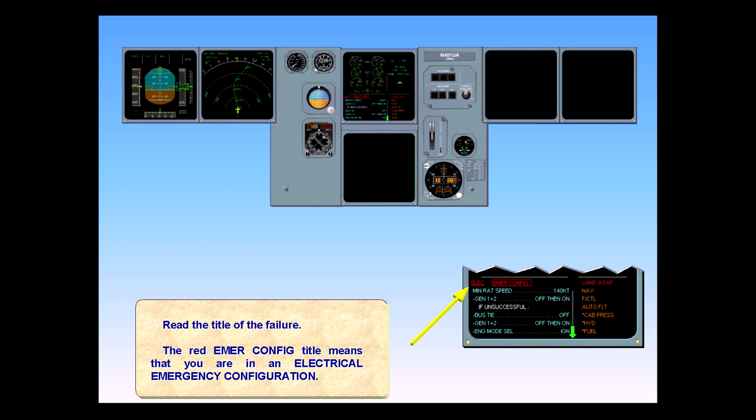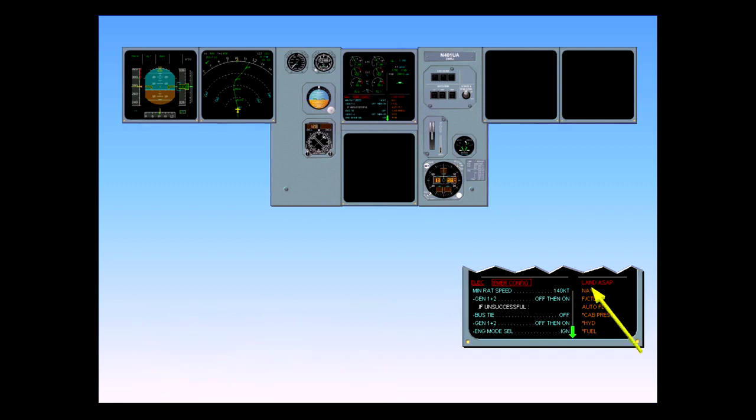Note the red message in the memo portion of the ECAM: land ASAP. Both generators have been lost. The only electrical power available right now is the RAT and the batteries. Therefore, it is recommended that a landing be made with reasonable haste.